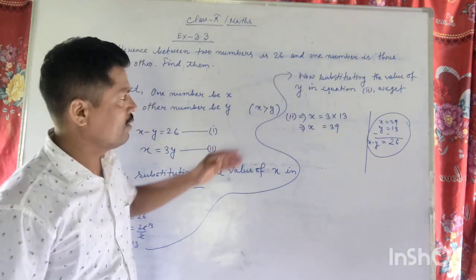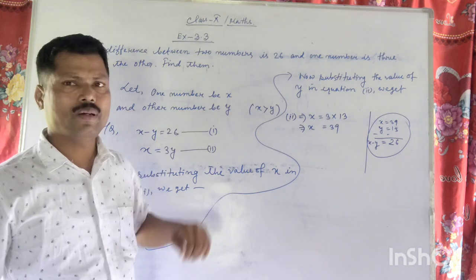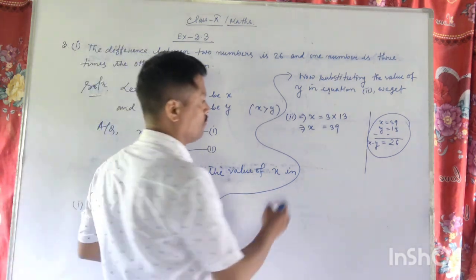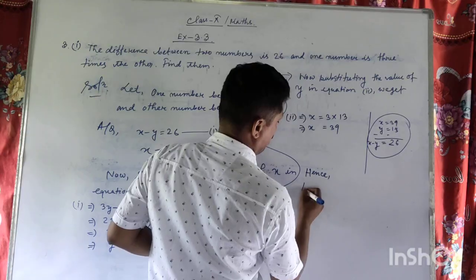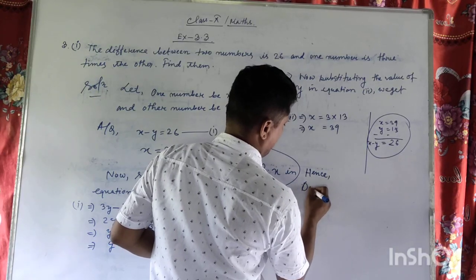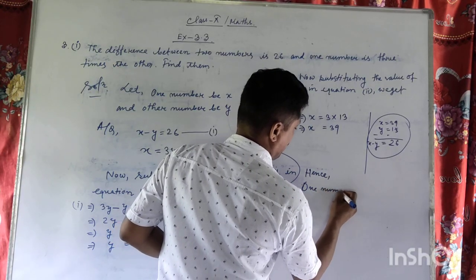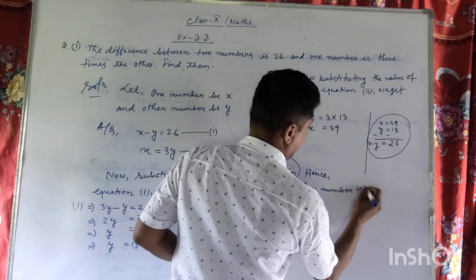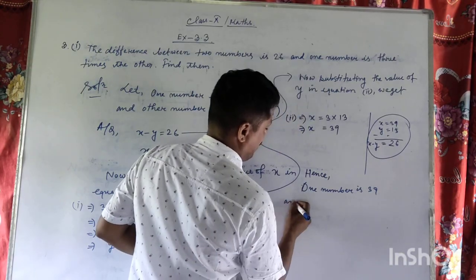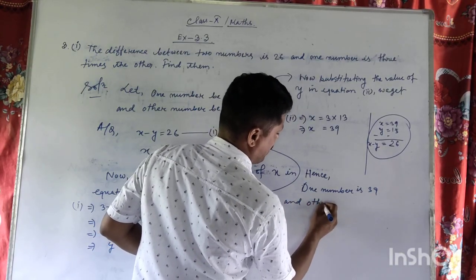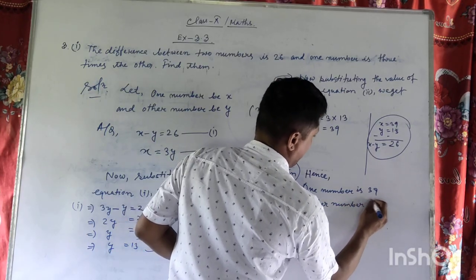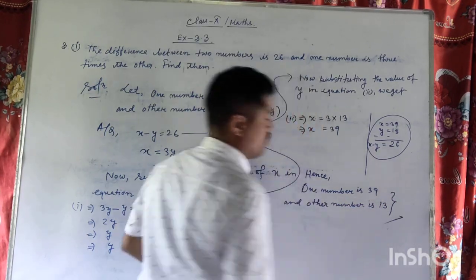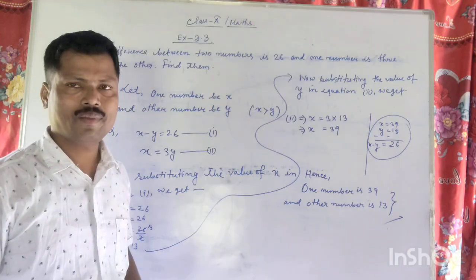Here we can write, hence one number is 39 and the other number is 13. So we have solved this.